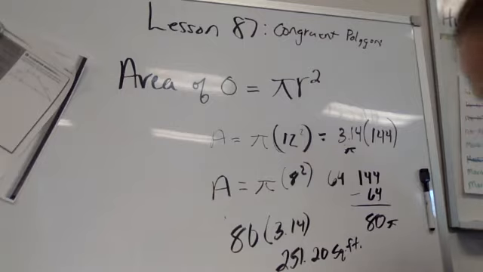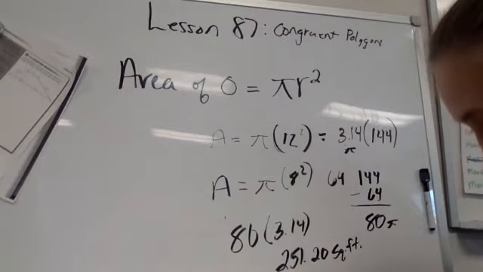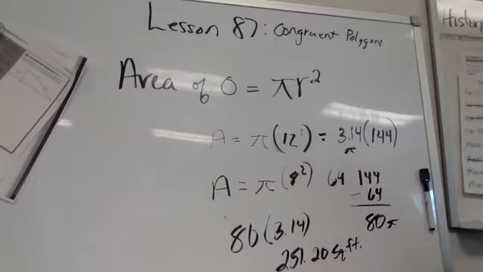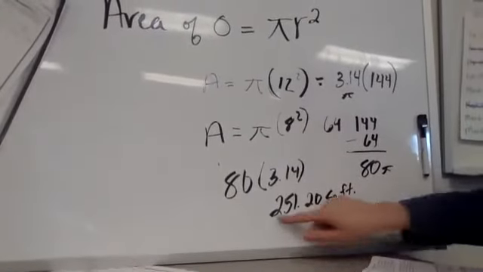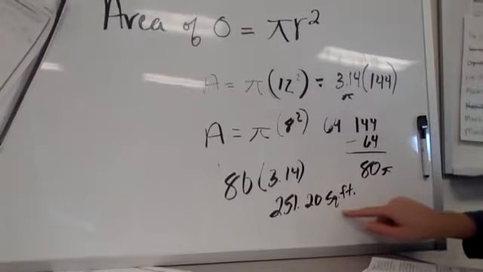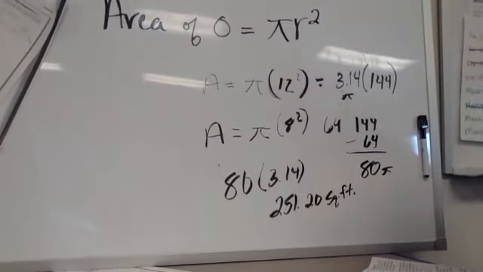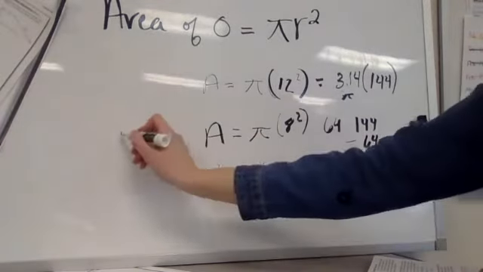The next part says each paving stone is a rectangle that is 9 inches long and 6 inches wide. How many paving stones will Mike need to cover this area? Okay, so you're using this as your area. Oh, I'm sorry, you cannot see that. There you go. So this is your area that needs covered. And then you have your paving stone, 9 inches long and 6 wide.